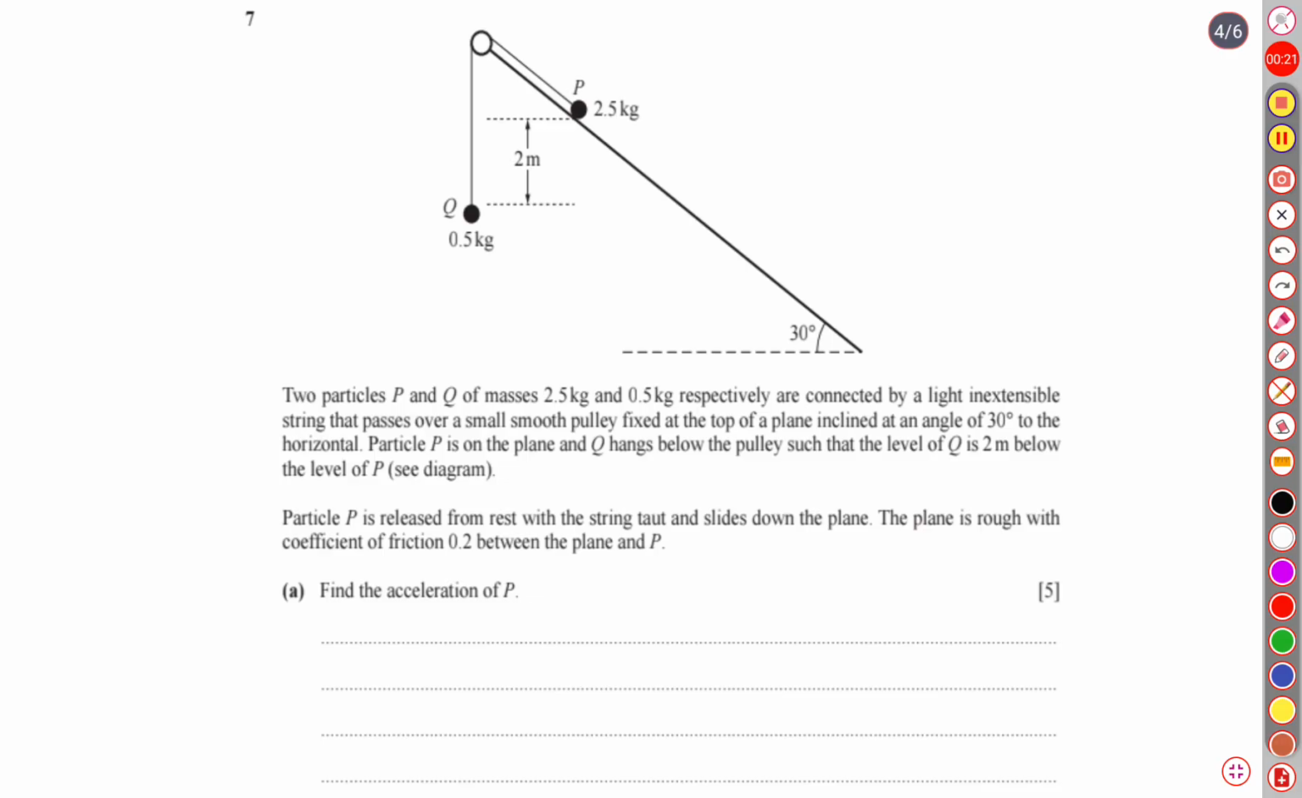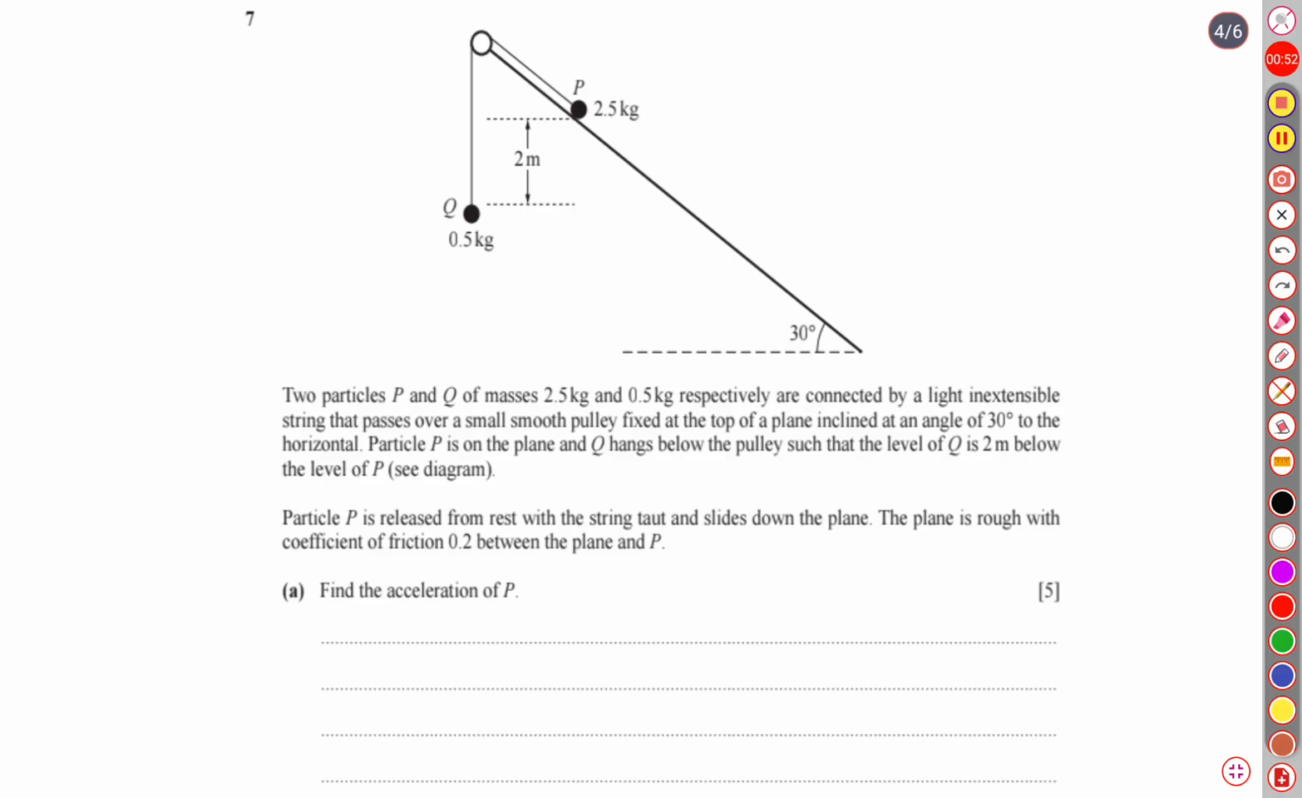Two particles P and Q of masses 2.5 kg and 0.5 kg respectively are connected by a light inextensible string that passes over a small smooth pulley fixed at the top of a plane inclined at an angle of 30 degrees to the horizontal. Particle P is on the plane and Q hangs below the pulley such that the level of Q is 2 meters below the level of P.